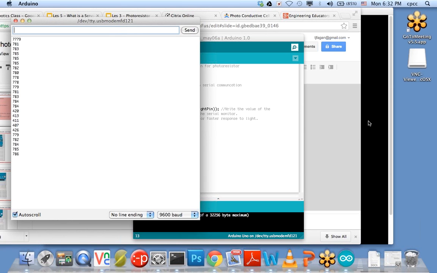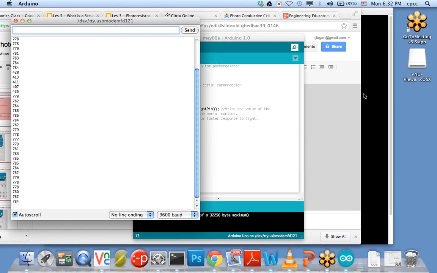Good call. You know what? Want to see a little trick? Come up here to this little magnifying glass. This is for your serial port, and this is your serial monitor. Click on your serial monitor. Now this is what it should be doing.